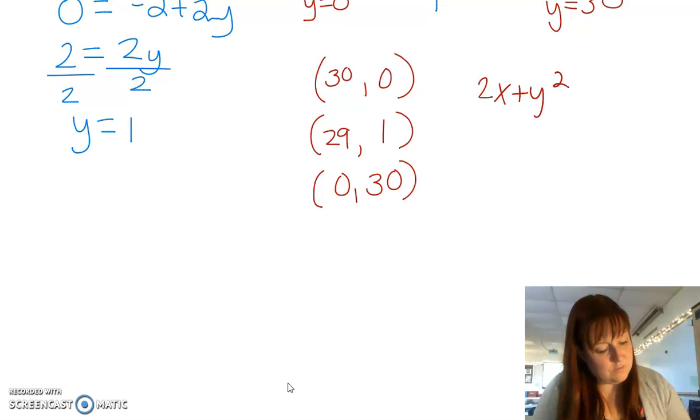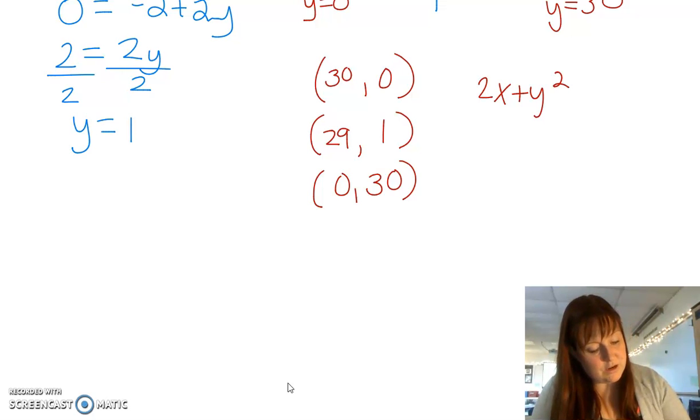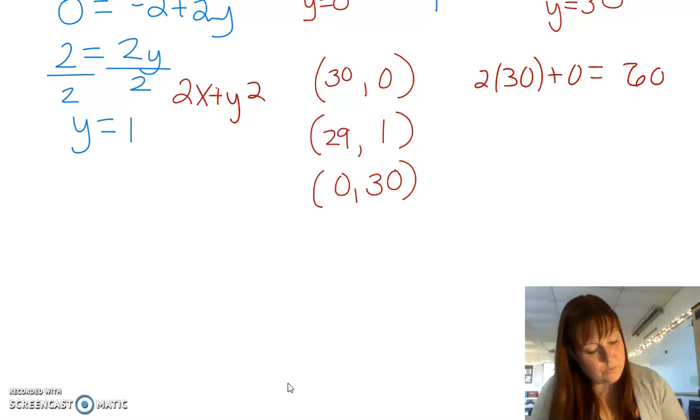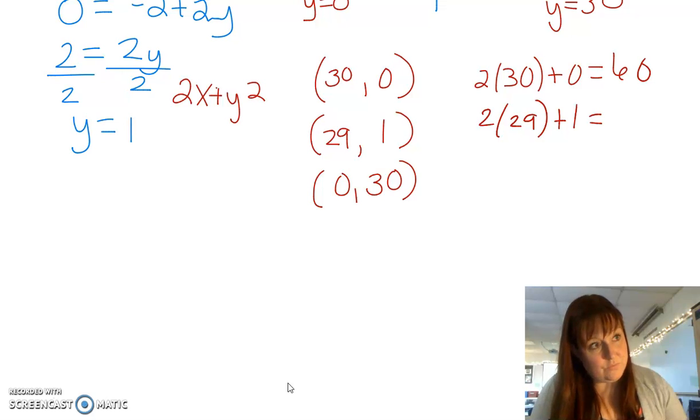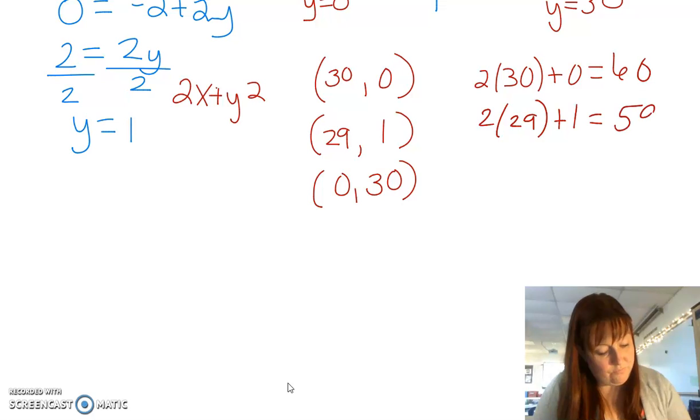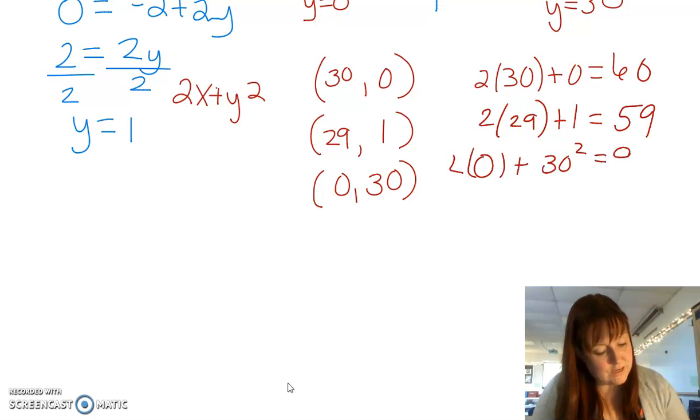So the first one, I shouldn't have written it there. I'm going to write 2x plus y squared. So the first one is 2 times 30 plus 0, which gives us 60. Okay. The second one is 2 times 29 plus 1, which gives us 59. Okay. And then the third one is 2 times 0 plus 30 squared, which gives us 900.